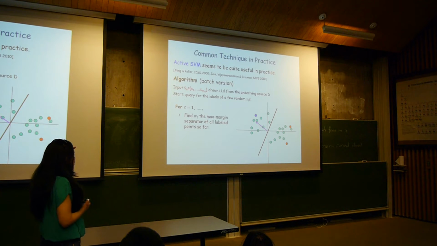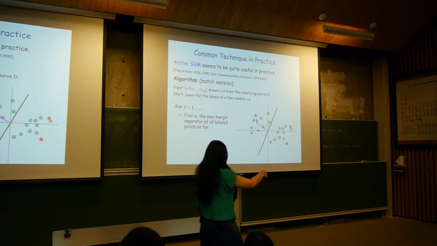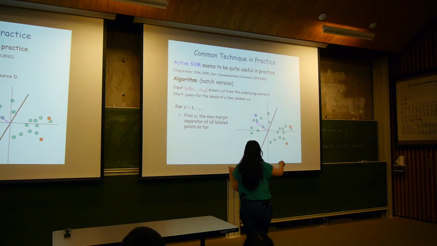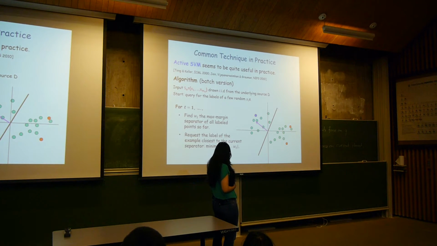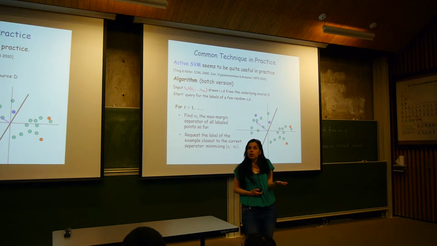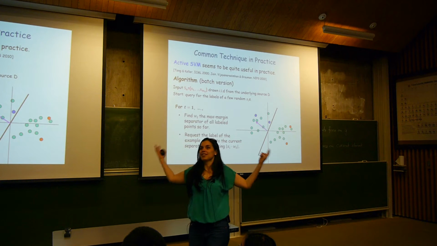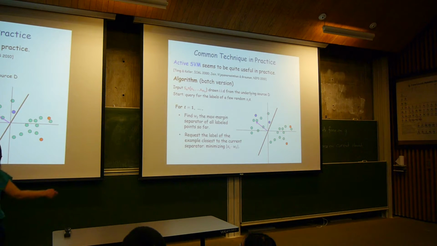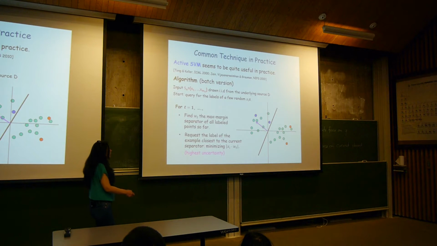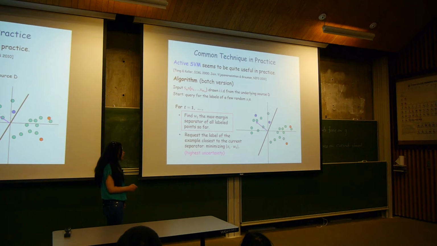Okay. So in this case, I'm going to get this separator over here, and this will be the normal vector to the separator. Then I'm going to ask for the label of the example that falls closest to the current decision boundary, because somehow maybe I'm most uncertain about it. That's the intuition. So I'm going to ask for the label of this example, which has the highest uncertainty, and then I'm going to retrain.